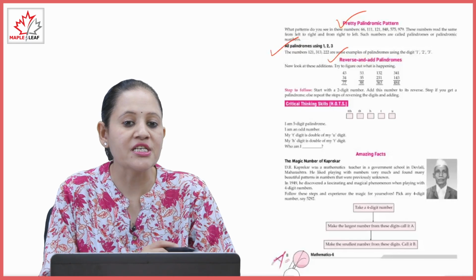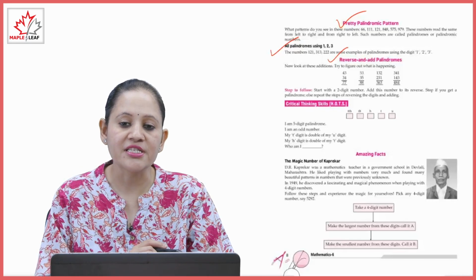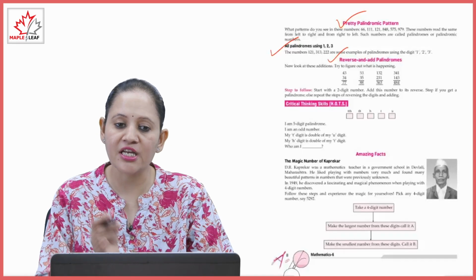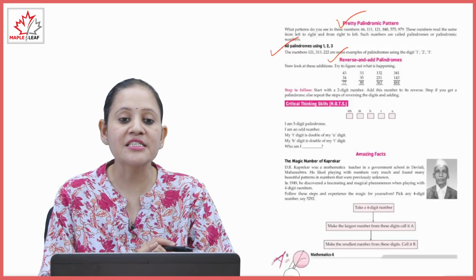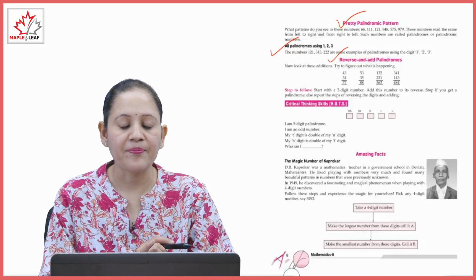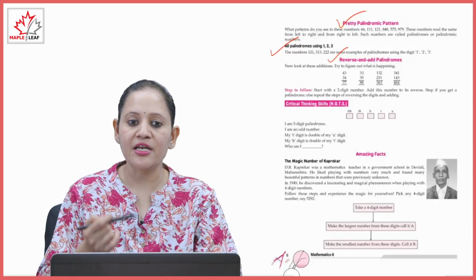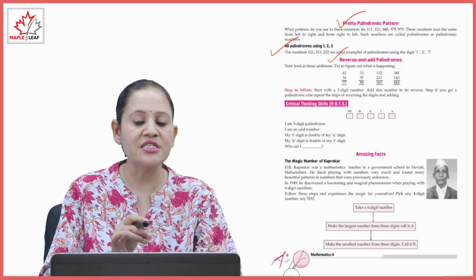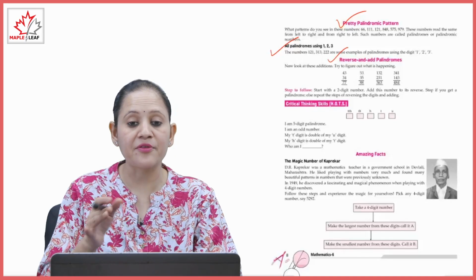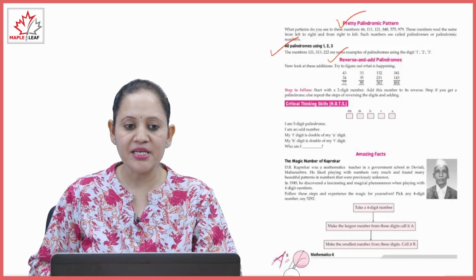So the steps to follow: start from a 2-digit number. Add this number to its reverse. Whatever its reverse is, like the reverse of 43 will be 34. Stop if you get a palindrome, else repeat the step, reversing the digits and adding. Clear? You have to do it this way. Take any number, like a 2-digit number, and add its reverse. If you get a palindrome, then stop here. Otherwise, keep repeating until you get a palindrome. Clear? Next is amazing fact.